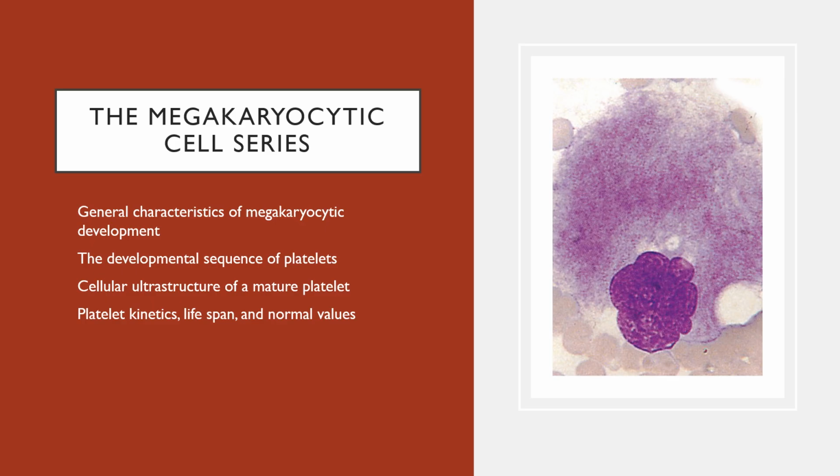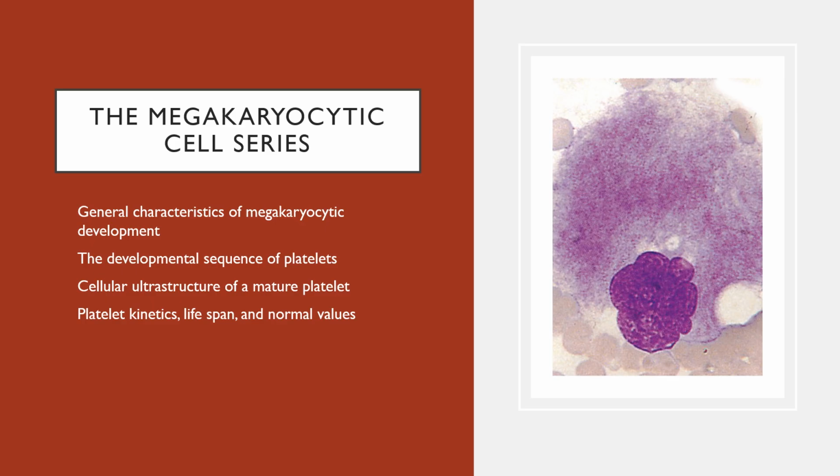The megakaryocyte. You guys might remember the megakaryocyte from our red blood cell unit and our white blood cell unit. Obviously, we want to refamiliarize ourselves with the megakaryocytic cell series. Sometimes I feel like it gets put on the back burner until the coagulation unit comes around. But let's talk a little bit about it and do a refresh. So we want to talk about the general characteristics of megakaryocytic development, the developmental sequences of the platelets. We want to talk about the cellular ultrastructure of a mature platelet and platelet kinetics, lifespan, and normal values.